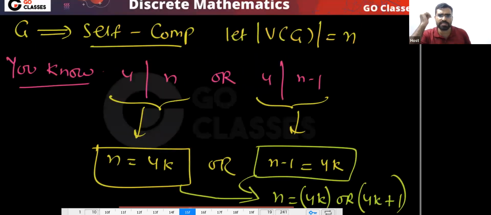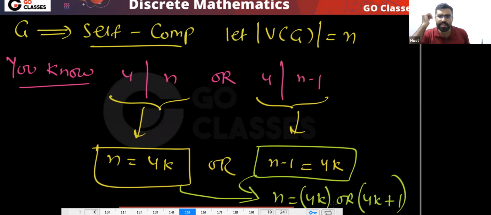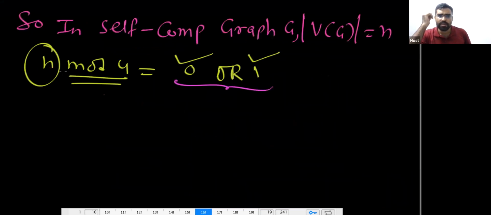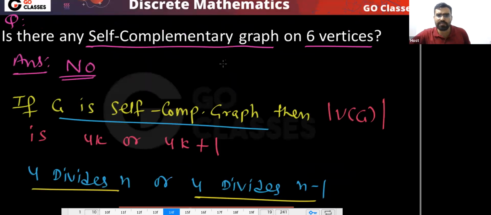So your graph is self complementary. If your graph is self-complementary, then you know that 4 divides n or 4 divides n minus 1. If 4 divides n, then n is equal to 4k. If 4 divides n minus 1, then n minus 1 is equal to 4k. In every case, n is equal to 4k or 4k plus 1. So if you divide the number of vertices by 4, then the remainder should be 0 or 1 in a self-complementary graph. Correct? So tell me, is there any self-complementary graph on 6 vertices?